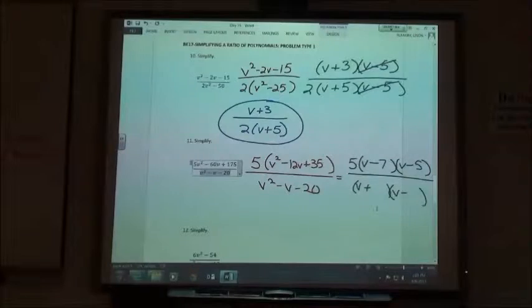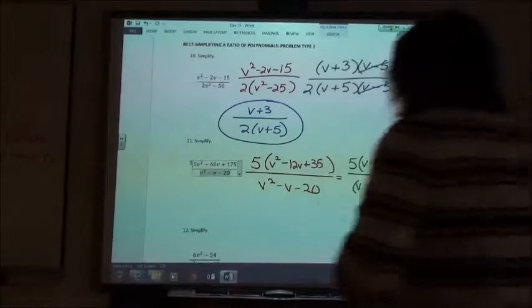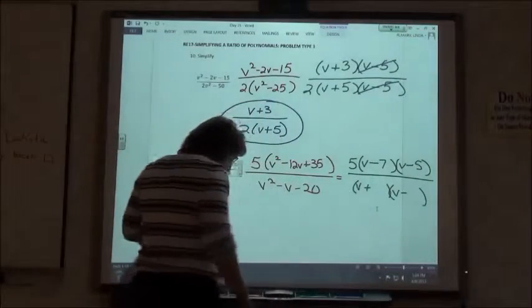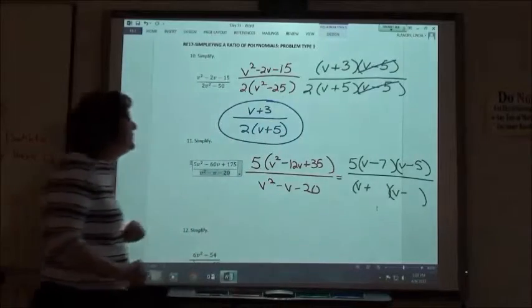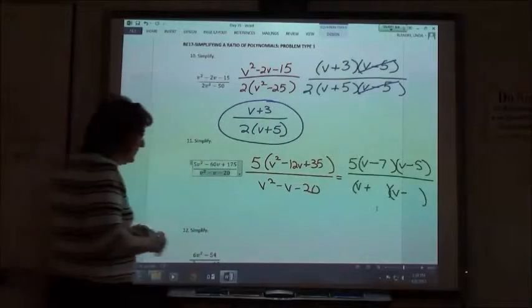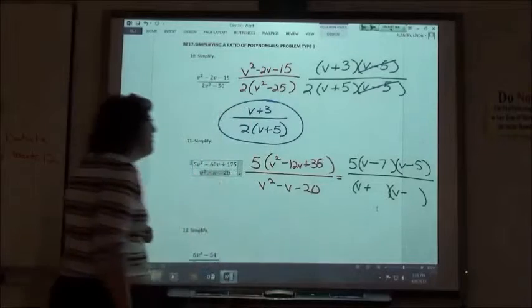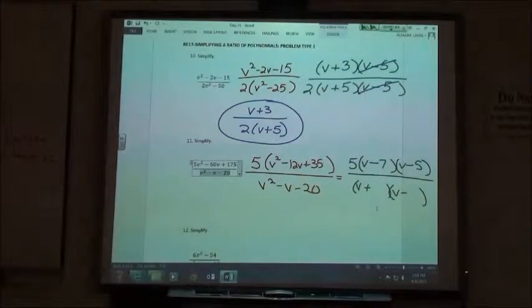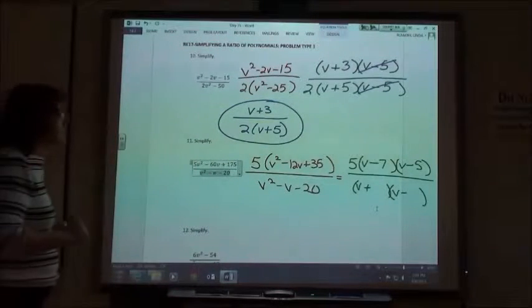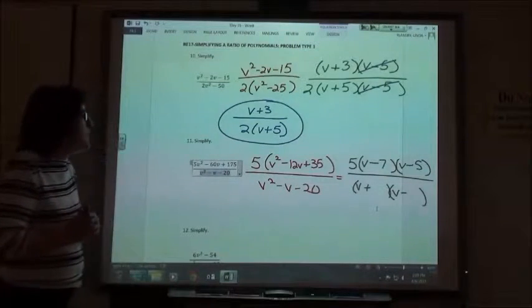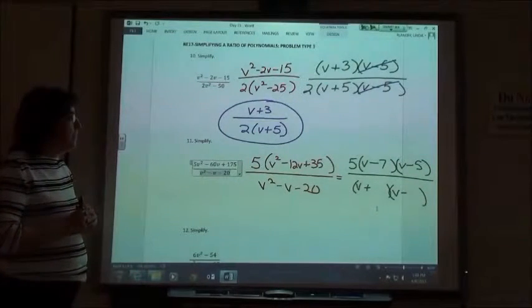Nope. A positive 10 and a negative 10? Nope, because that would be 0 in the middle. And 10 times 10 isn't 20, 10 times 10 is 100. Oh, yeah. A 4 and a 5. And which one goes where? Well, we've got to have one left over, so we need the positive 5 and then minus 4.